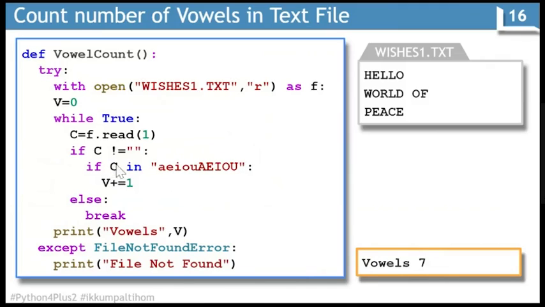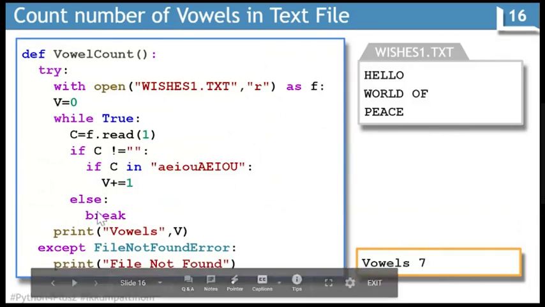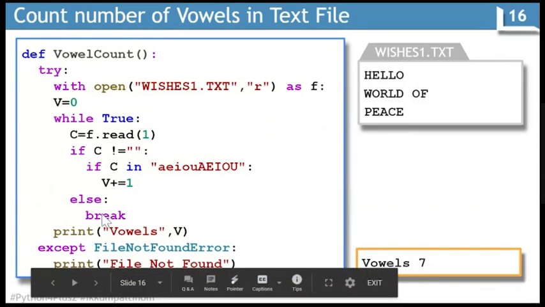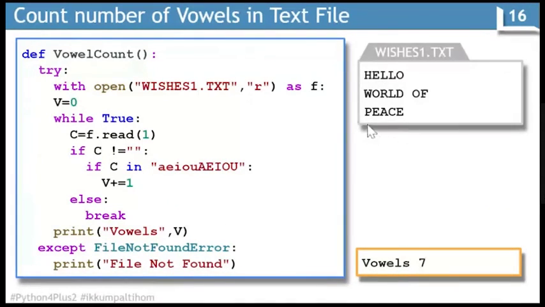So if C is found in any of these alphabets, then V will be incremented. Otherwise, it will simply move to the next character in the file. Whenever it finds C as a null character, in that case, the loop will be terminated. So when the loop is terminated, the last stored value in V will be displayed. So you can see, assuming the content of the file as hello world of peace, it will simply extract and count the number of vowel letters.